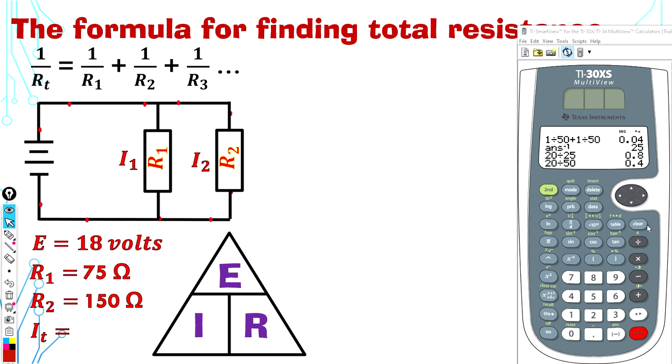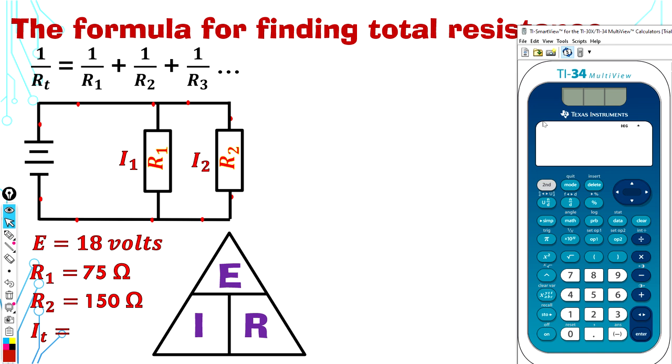All right, so let's take a look at another one. And I'm going to use a different calculator on this one that has a different key on it. All right, now I've got 18 volts. My resistors have different values. Now I know that my resistance is going to be less than 75. All right, I'm going to go ahead and go through both methods again. First, I'm going to find my total resistance. Using my formula up here, I've got 1 over RT equals 1 over 75 plus 1 over 150.